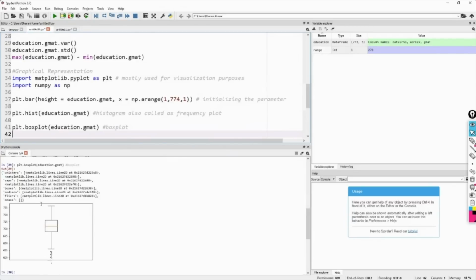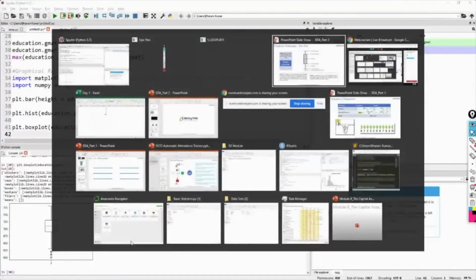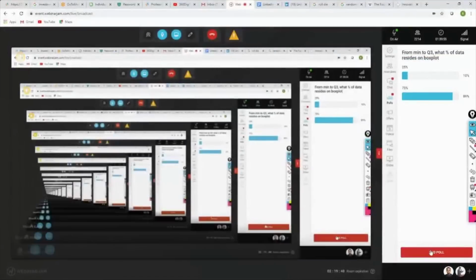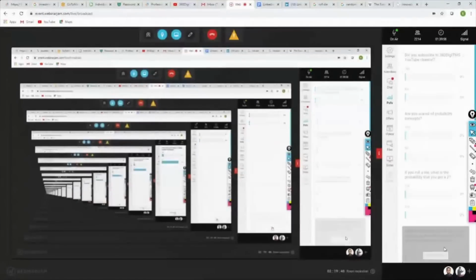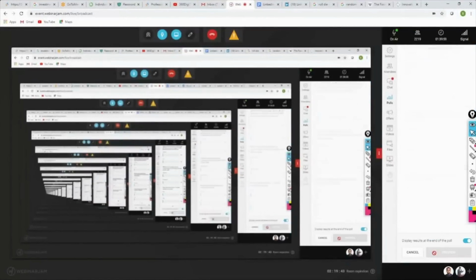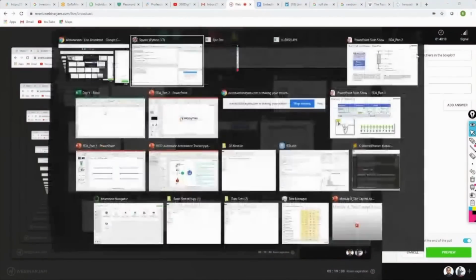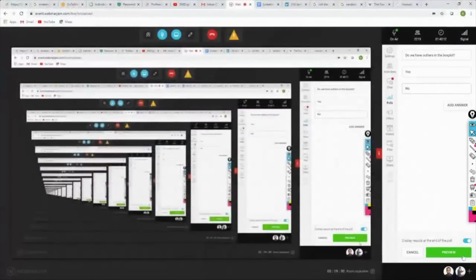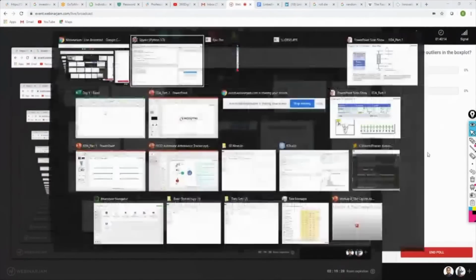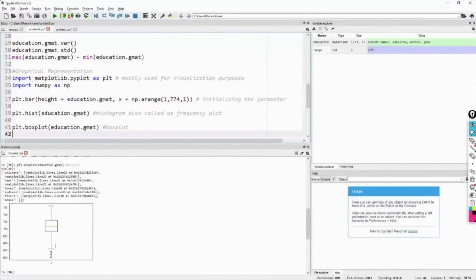Do we have outliers in this box plot? Yes or a no? Poll question quickly. Let me ask this question and then I would go back and show you that. Do we have outliers in the box plot? Yes or a no? Let me publish. Preview, publish. Yep. Please answer that. And here is a box plot.